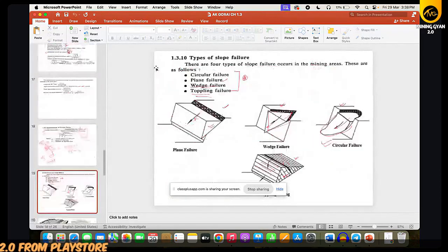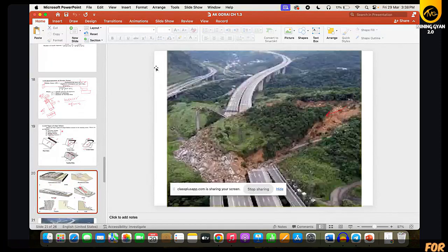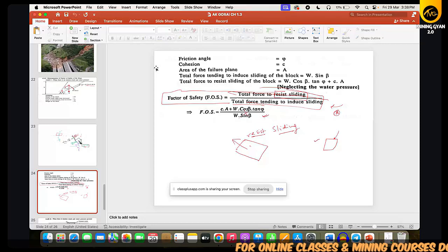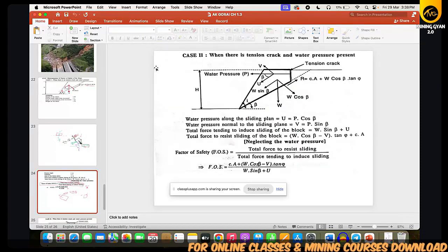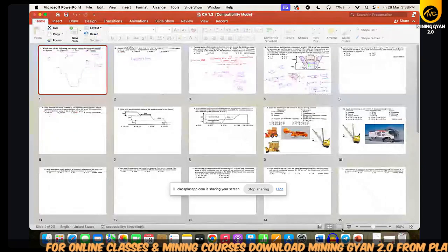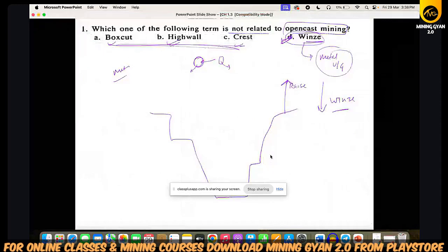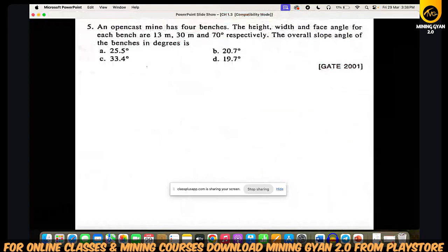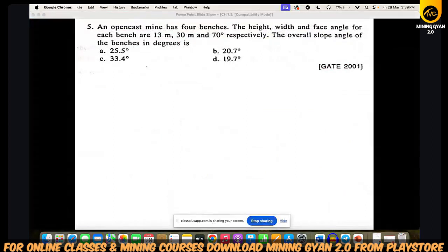Powder factor we discussed also. Types of slope failure we discussed. And factor of safety: total force to resist the sliding divided by the total force tending to induce the sliding. Yesterday we also discussed 4 questions. Today we will start from question number 5.